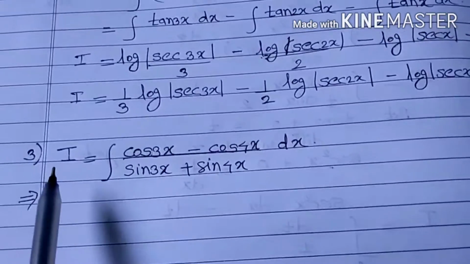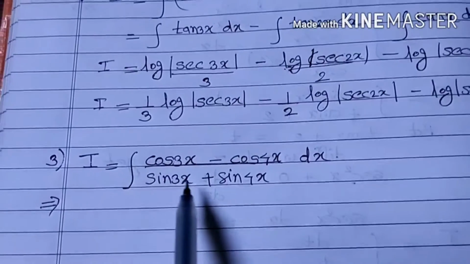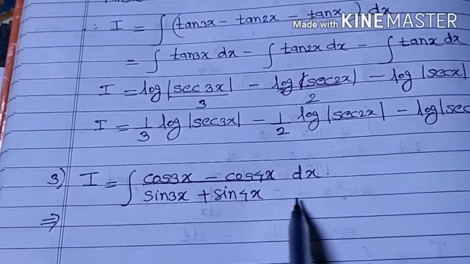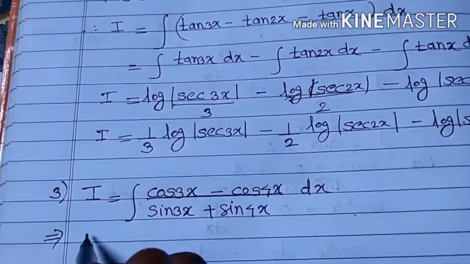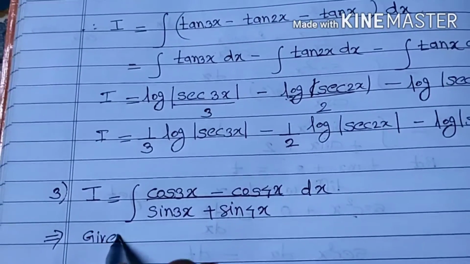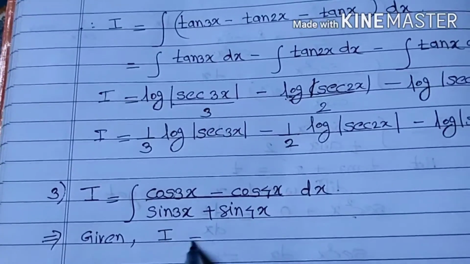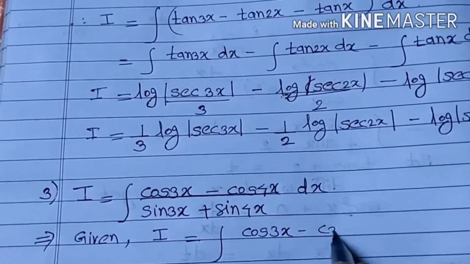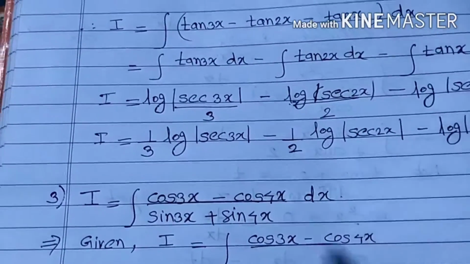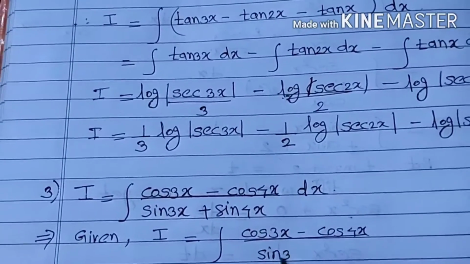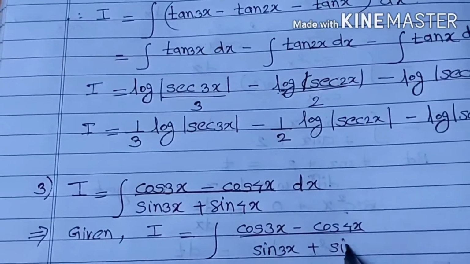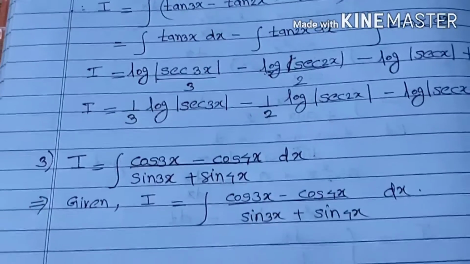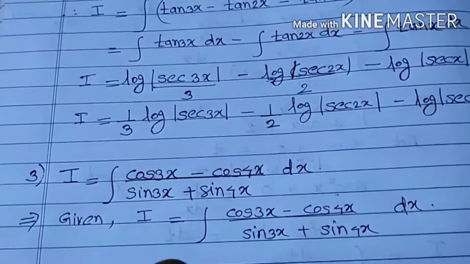Now next example is I is equal to integration of cos 3x minus cos 4x upon sin 3x plus sin 4x into dx. So right here given, this is the compound angle. So there are compound angle formulas like that.